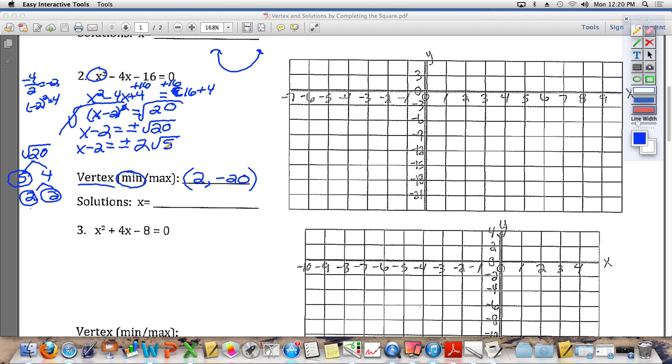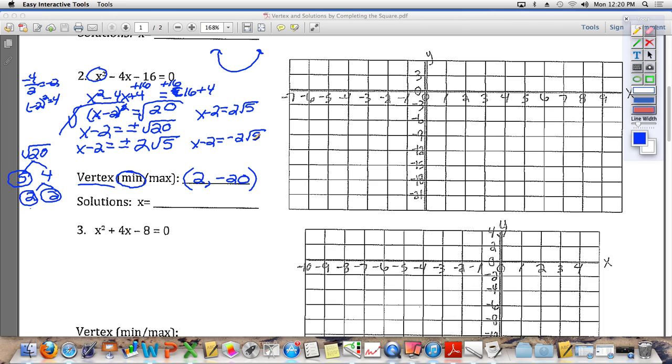So we have to consider both options now. X minus 2 could be equal to 2 square root of 5, but it also could be equal to negative 2 square root of 5. And your job is to solve for x.